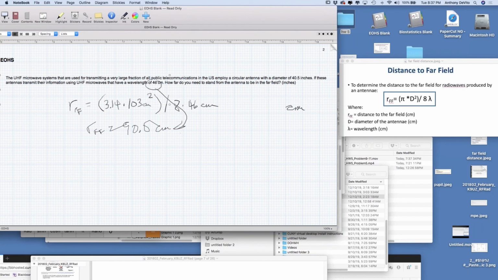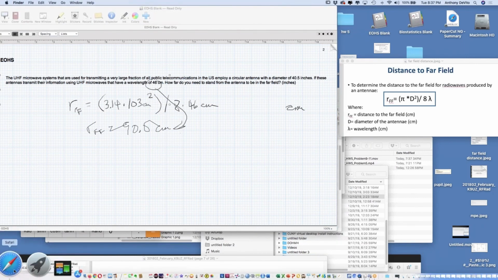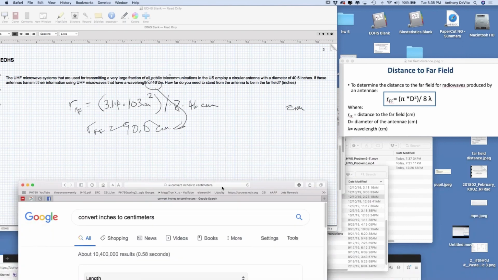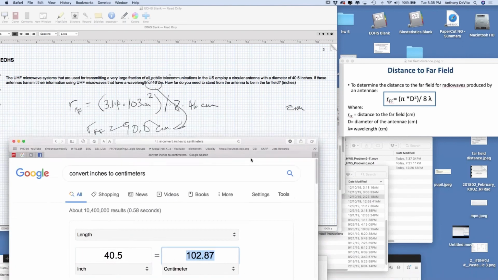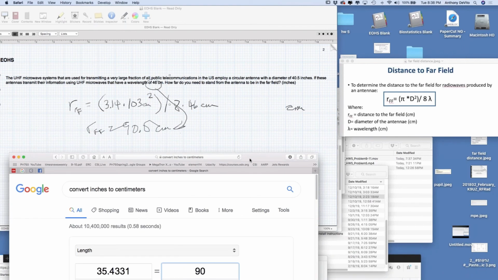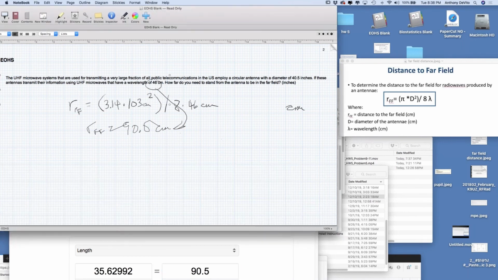So I'm going to go back to Google, and I'm going to ask Google to do the opposite calculation for me. I wonder if I can just do it by typing it in here. Yeah, and the distance is 35.6 inches. Okay, so R is equal to 35.6 inches. You guys on board with me on that? We okay with that?